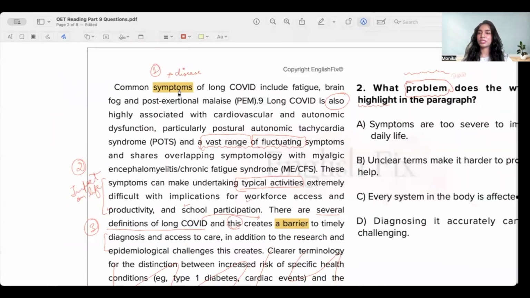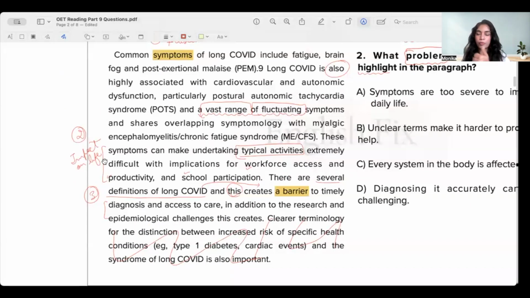Number 1, symptoms and diseases. This area talked about it. Doesn't matter how much one problem is being discussed. It doesn't automatically make it the right answer. Any of these three things could be in my answer choices, and that could be the right answer. Remember that. So once again, what are our problems?